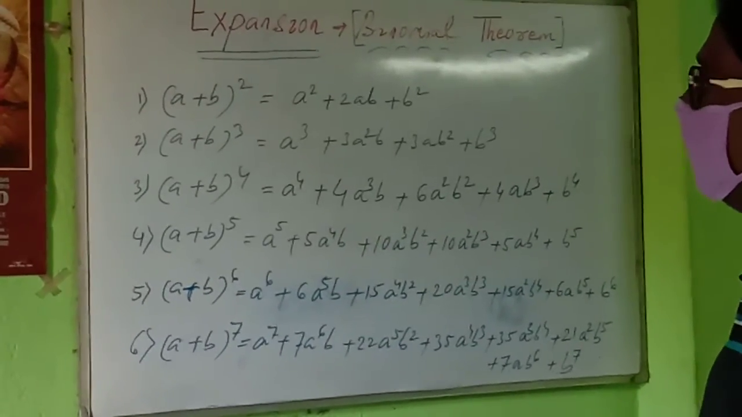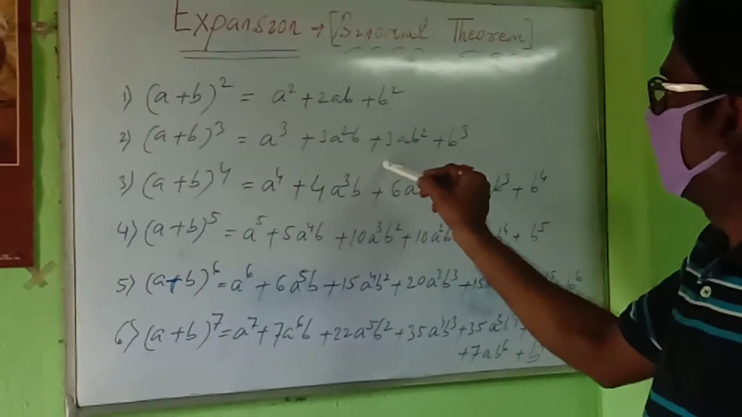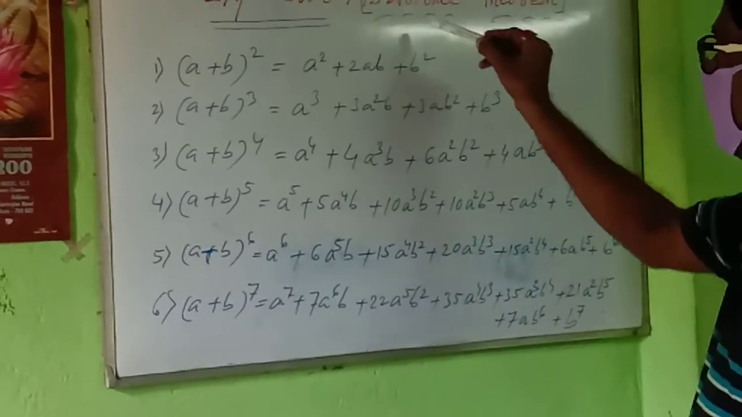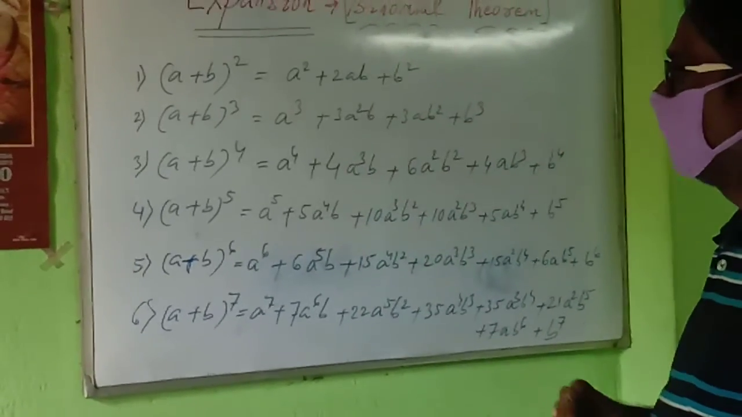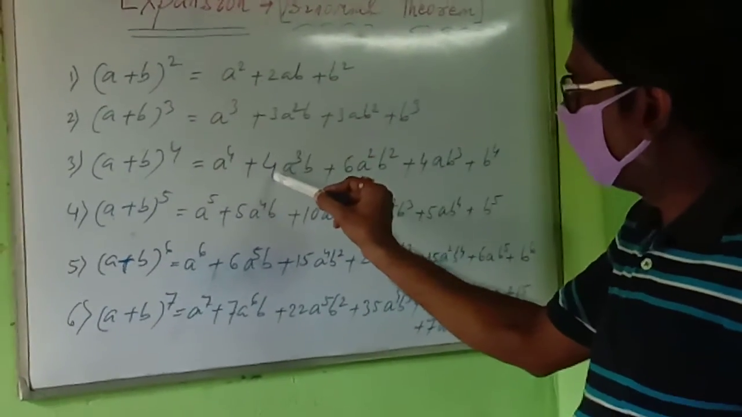Though we have done a plus b whole square and a plus b whole cube in lower classes, up to class 9, in class 11, that is the binomial theorem, we will discuss in more detail. Now I am giving the technique of how we get the coefficients.